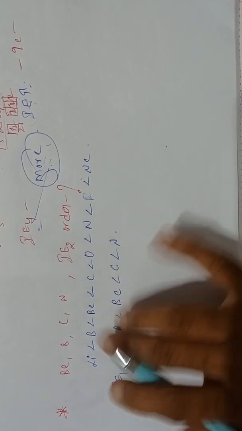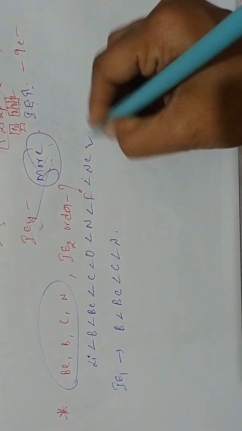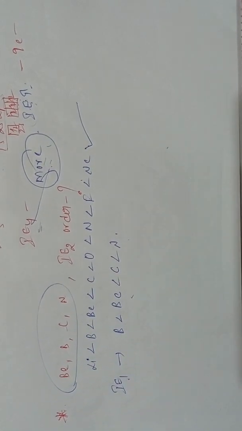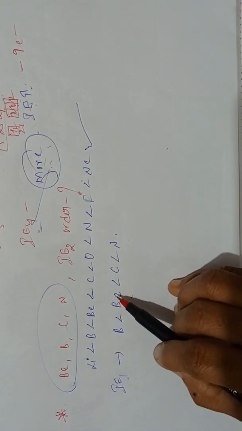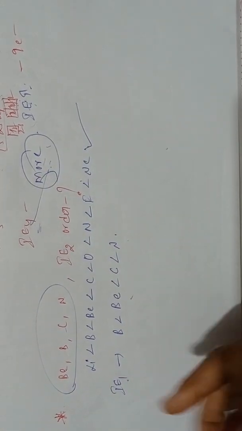Are you clear? So these are the given elements, and according to this order I am writing this order. This is IE1, correct? IE1 means one electron is already lost. Are you clear? One electron lost. Now we have to write the IE2 order.